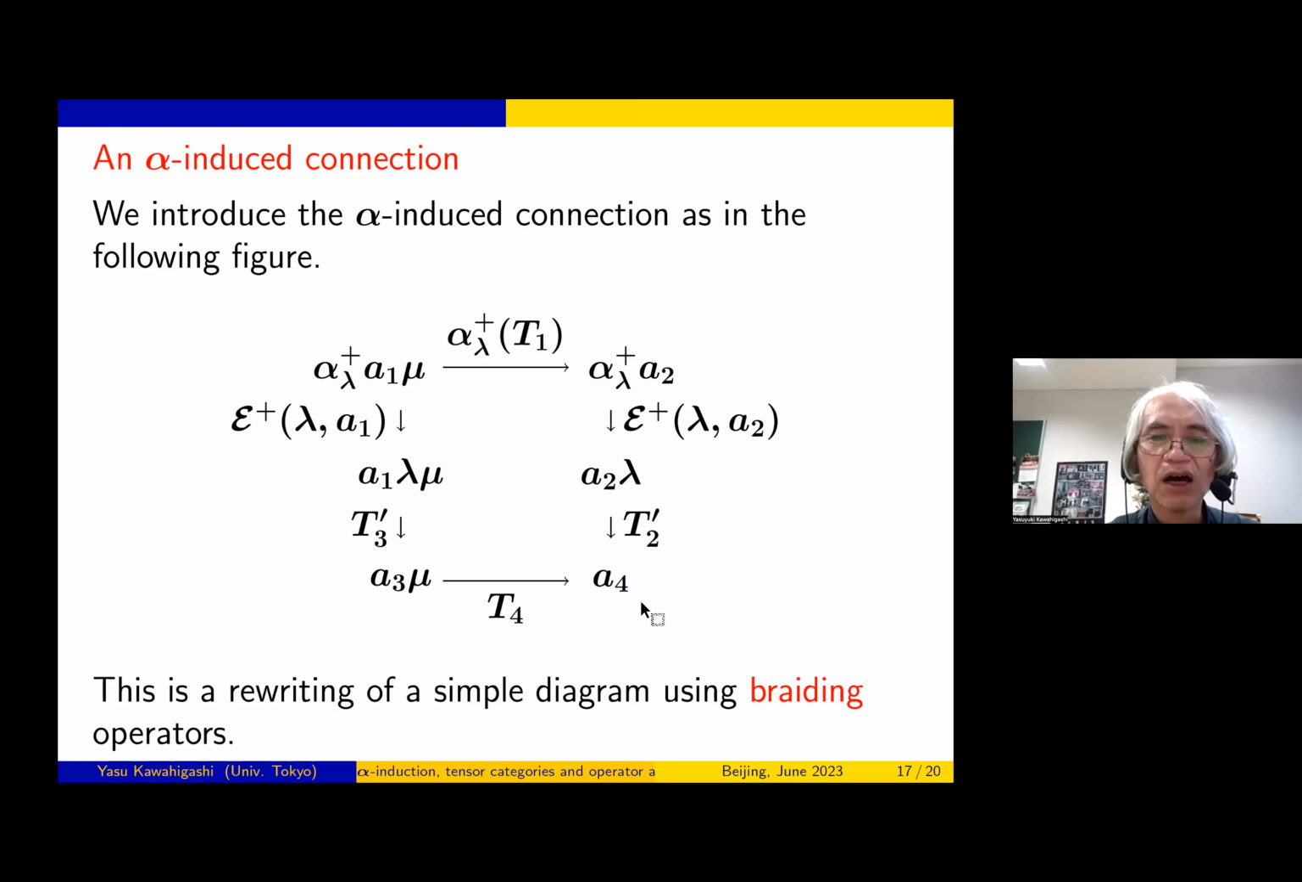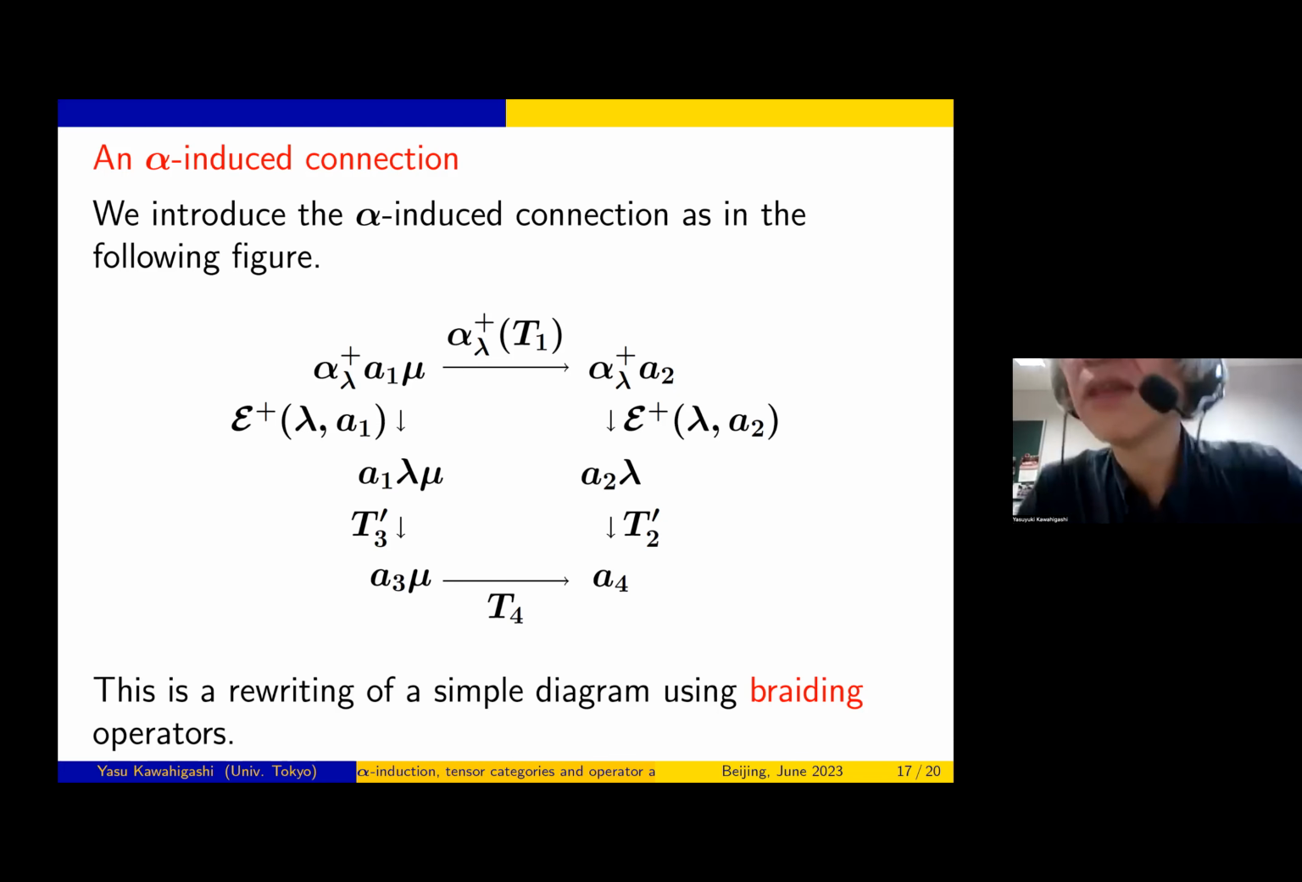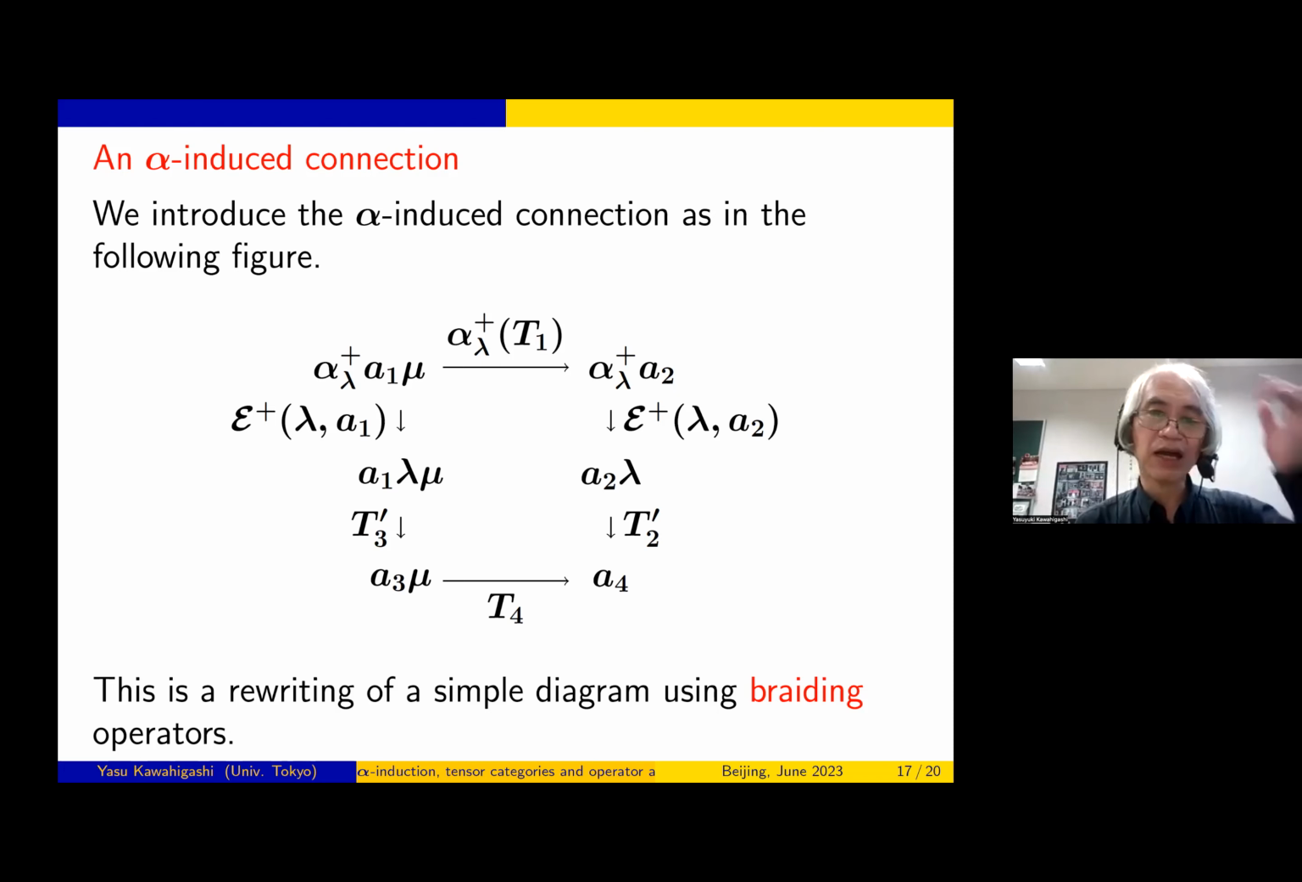So at the right bottom corner, we have A4. So we compose these 6 intertwiners from A4 to A4. Then we get an intertwiner from A4 to A4. And because A4 is irreducible, this self-intertwiner is a complex number. So in this way, we get a complex number from this diagram, and it turns out that this gives the correct notion of alpha-induced connection. And then we can rewrite this diagram using a braiding operator.